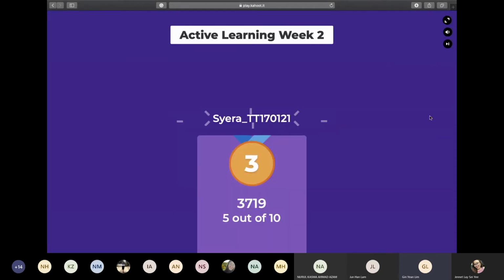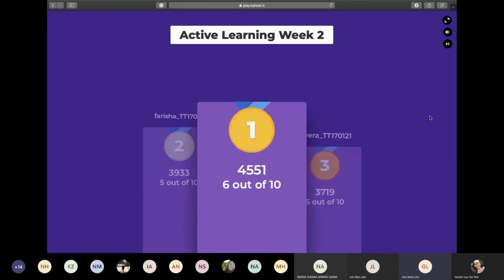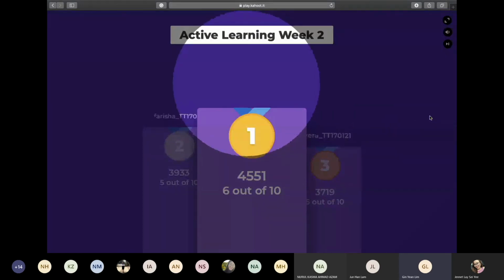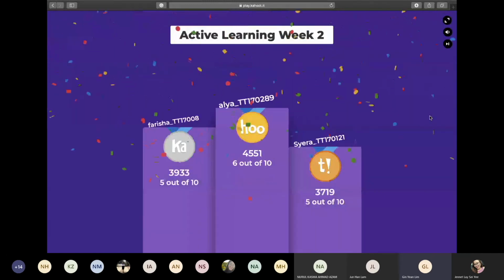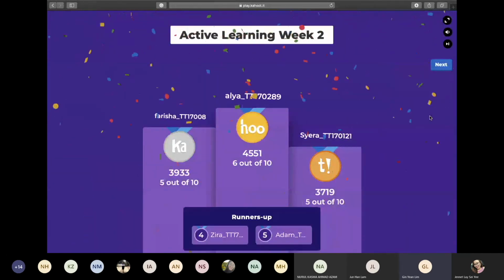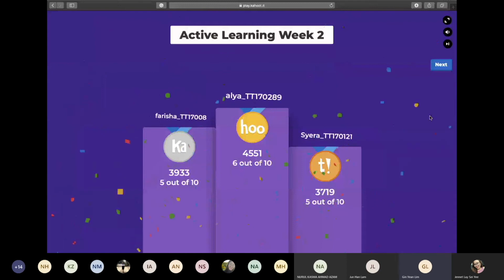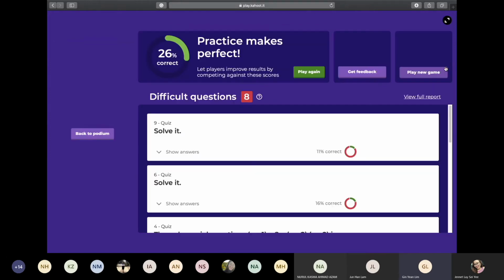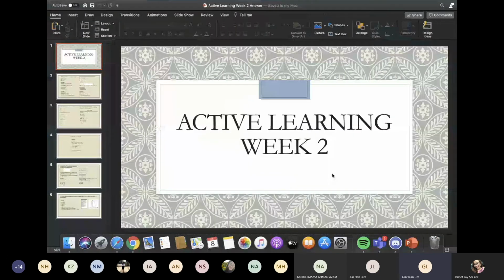So Active Learning Week 2, we have Shera as the 3rd place and Farisha as the 2nd place, and the top will be Alia. Congrats! And we have Zira and Adam as the runner-up for 4th and 5th. Congrats, students! Wow, so all top 3 are from group 5. Congrats, group 5.